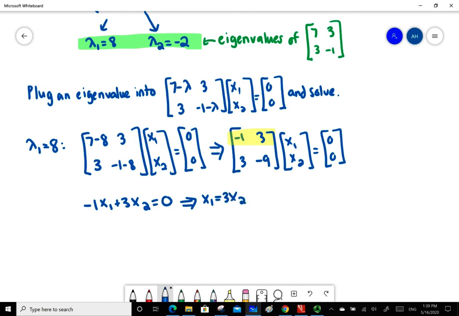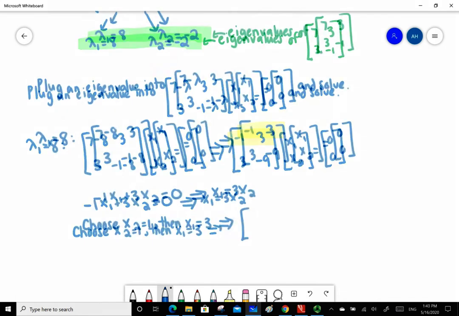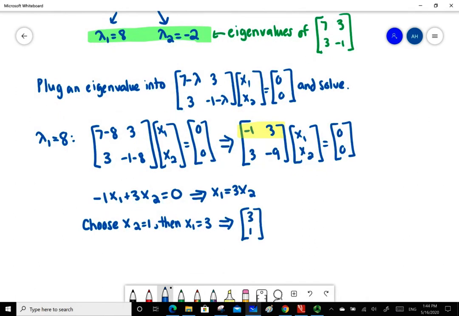To find an eigenvector, we can choose any non-zero value for x2 we want and then calculate the x1 that goes with it. I pretty much always choose x2 equals 1, which for this problem gives me that x1 equals 3. So (3, 1) is an eigenvector, and so is any non-zero multiple of (3, 1), since we could have chosen any non-zero value for x2.